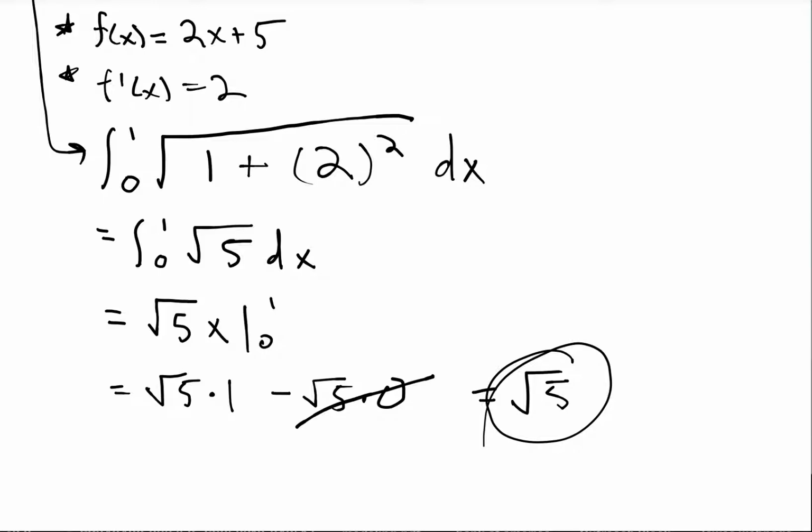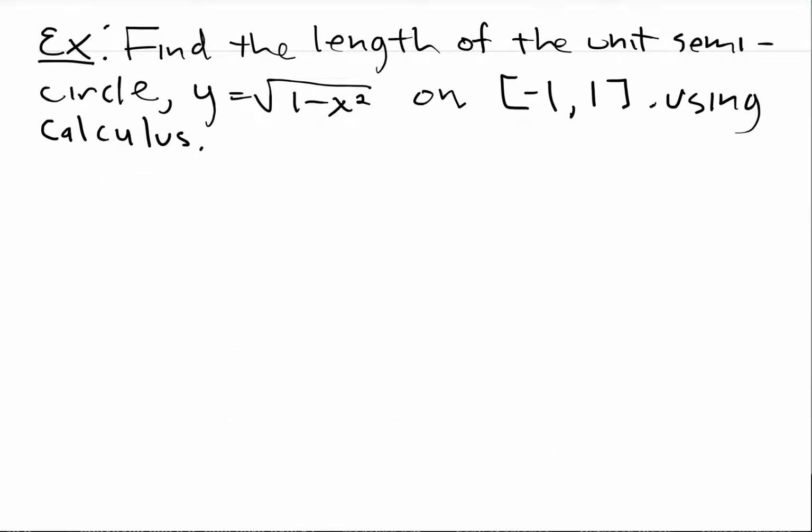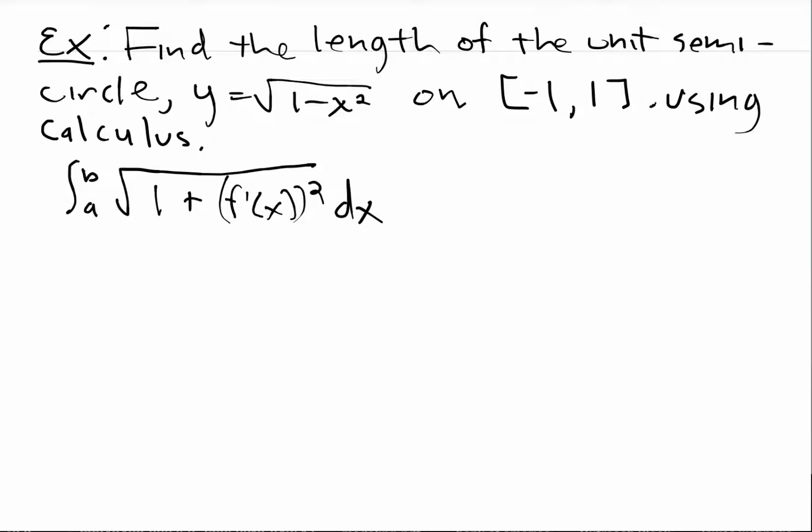If I want to try another example, let me see if I can click over here. I'll give you a different curve. You can find the length of the unit semicircle on -1 to 1. Again, using calculus, so that means I will start with my formula, right? You guys will need to know the formula to be able to tackle any of these problems. So I'll start with my formula. What do I need for that? I need to know what function I'm working with and what derivative it has.